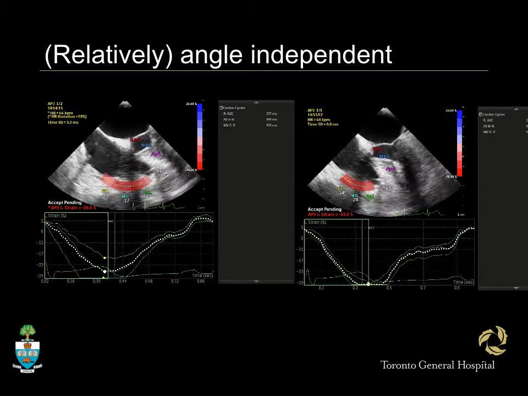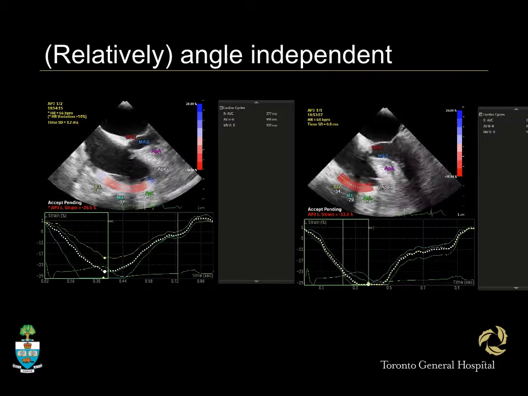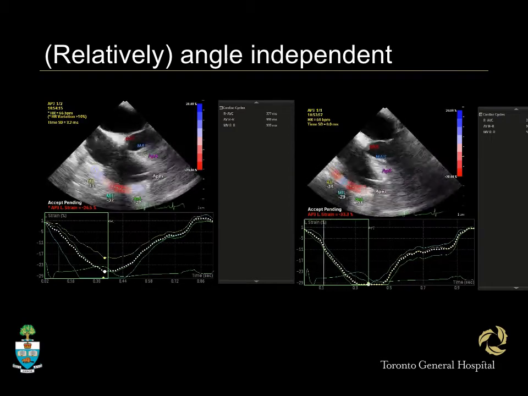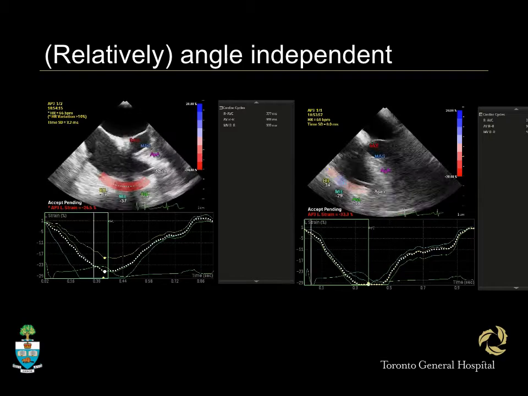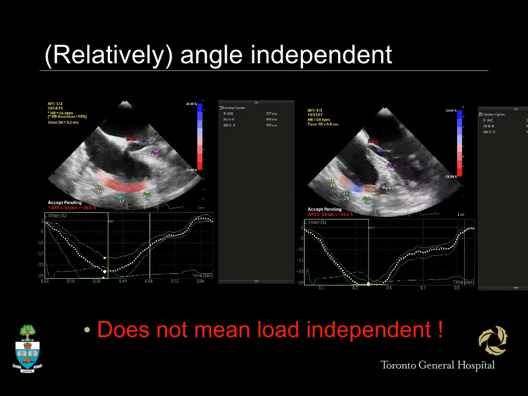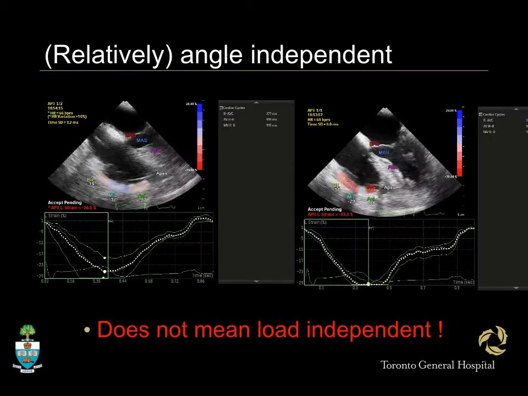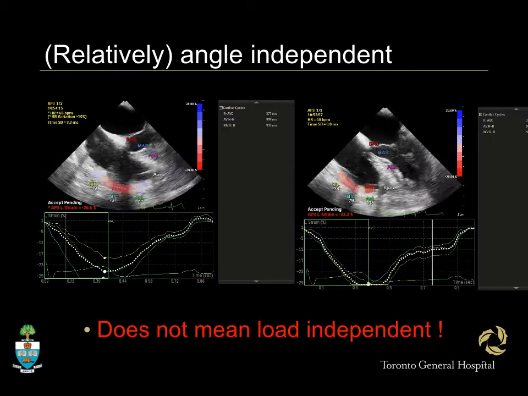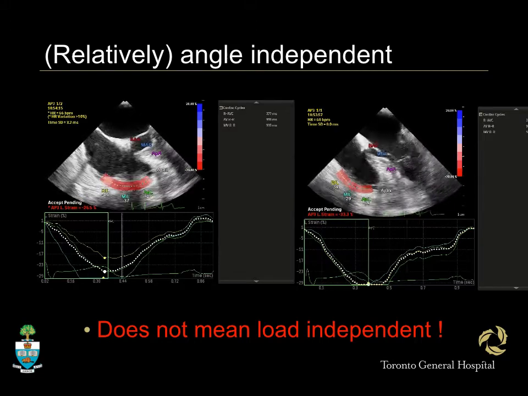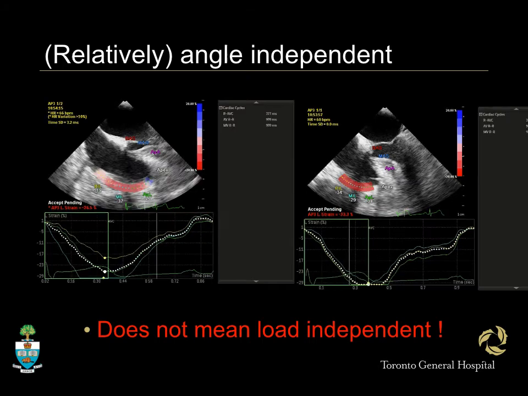Both cases are within normal, but if this was for research purposes, being able to reliably measure the same numbers would be very important. The fact that strain is relatively angle independent doesn't mean that it's load independent. Strain is a load dependent measurement. So depending on the loading conditions, we may have different strain measurements. In the same patient, if the filling of the ventricle changes, we'll have different values for strain.